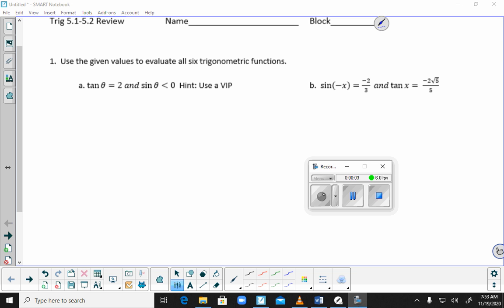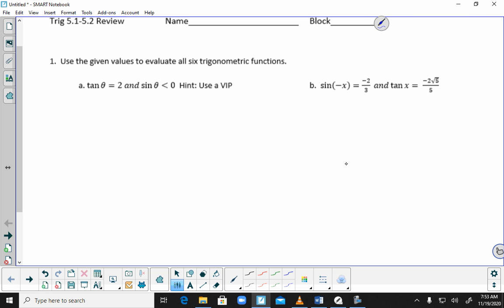Hello, this is Mrs. Ward, and I'm going to go over the review worksheet for 5.1, 5.2, which is using the fundamental trig identities to verify equations. So the first one, you have tangent is equal to 2, and the sine is less than 0. They want you to use the VIP formulas to solve this.